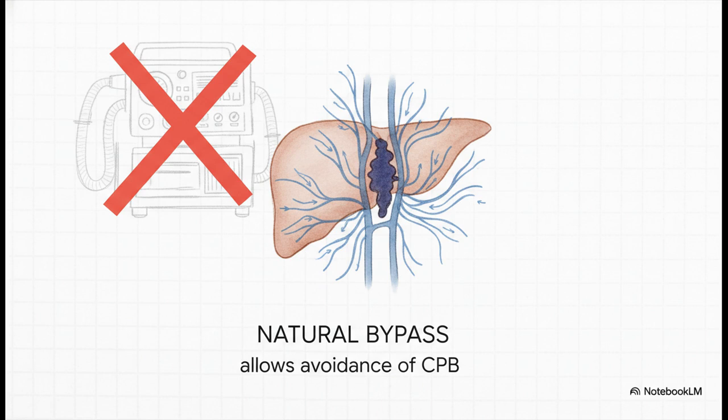So the finding of extensive collateral circulation was this huge ray of hope. It suggested that the IVC reconstruction could potentially be performed without CPB, and that became a central goal of the entire anesthetic and surgical plan.